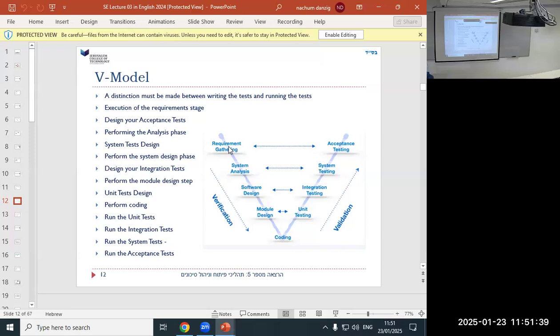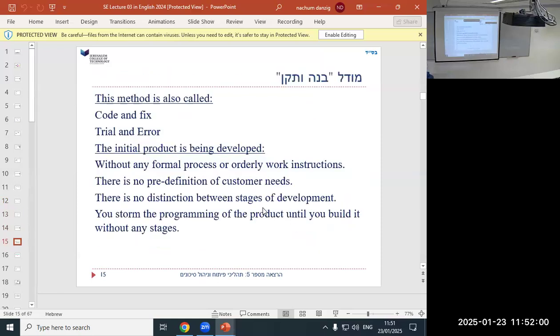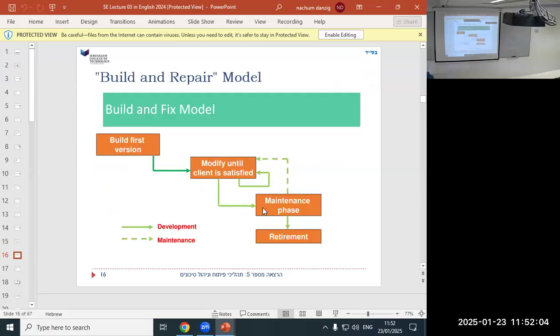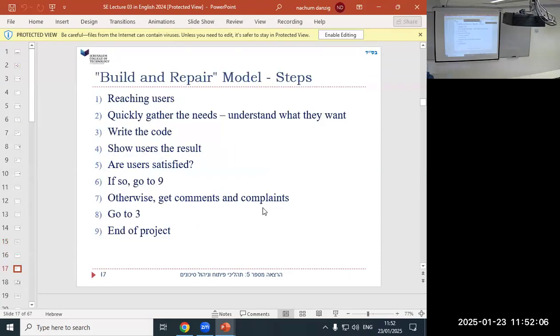What it means is that at the requirement gathering, you do acceptance testing at the same time. You develop. I think you don't actually test it, you can't test it, but you define the tests that you're gonna need to do that will fulfill the requirements. System analysis, you do this, you define the system testing. Okay, that's waterfall. This is trial and error. Build and repair.